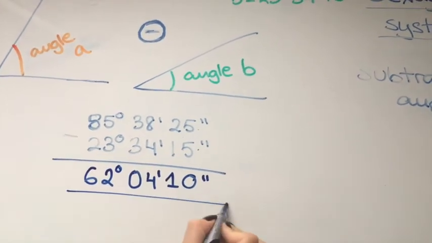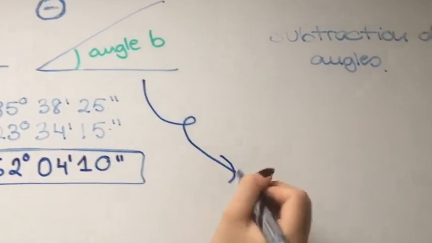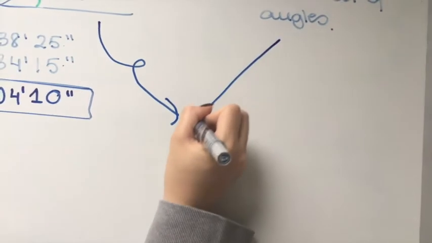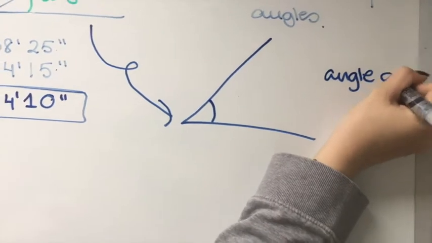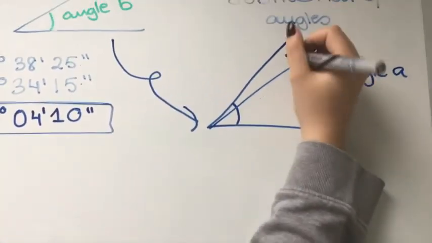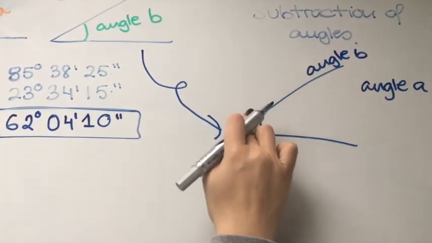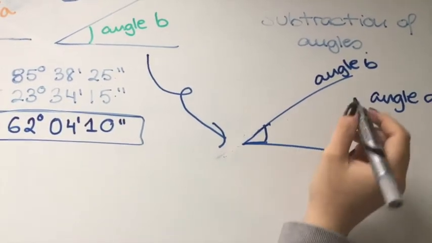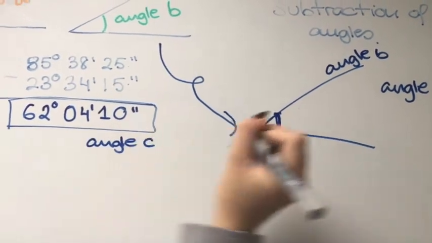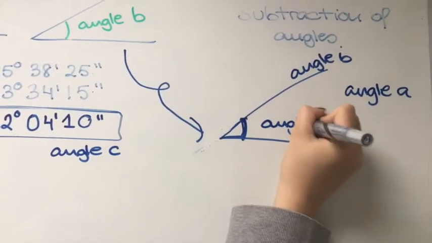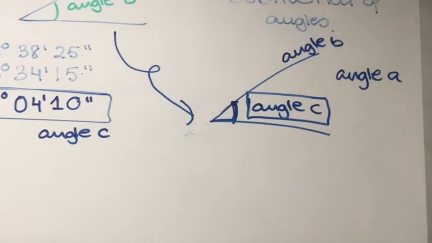So now we know that 62 degrees, 4 minutes and 10 seconds is the result of subtracting angle B from angle A. If we want to draw it, we will draw angle A, which is the bigger one, and we will draw angle B inside angle A. So then we will see clearly how angle B is subtracted from angle A, and we will be clearer about the result. Of course, we have to bear in mind that these drawings are not precise, so if we want to draw them precisely, we will have to use a protractor.